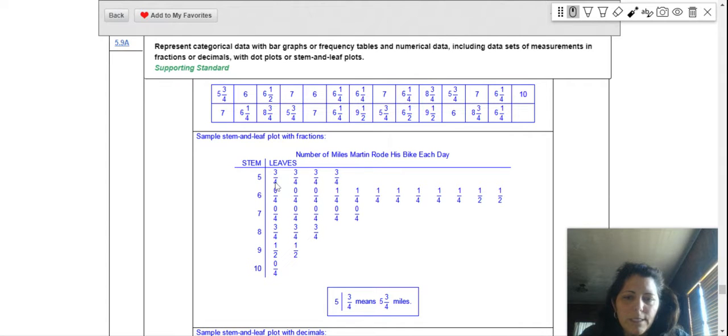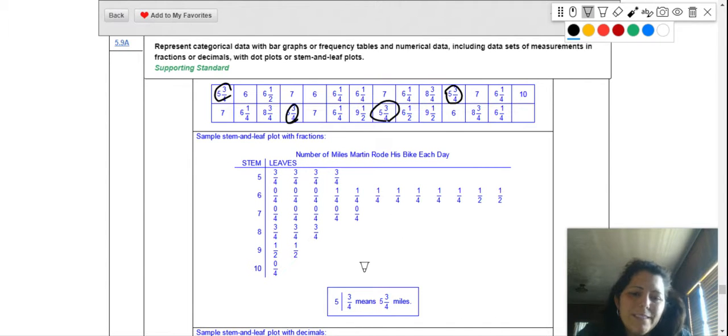So how many times did he ride 5 3/4 miles? 1, 2, 3, 4. If we look in our frequency table, we'd see that he rode 5 3/4 miles one time, 2 times, 3 times, and 4 times. It occurs here, 1, 2, 3, and 4. So a stem and leaf plot is an easier way to look at the data, to represent the data in order.